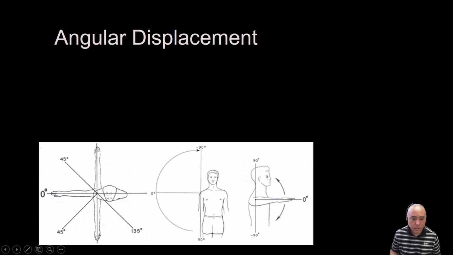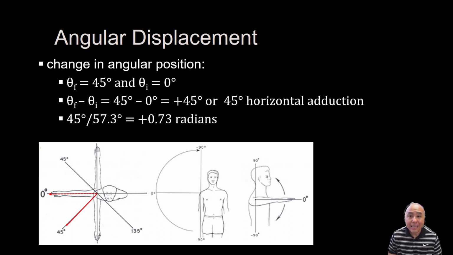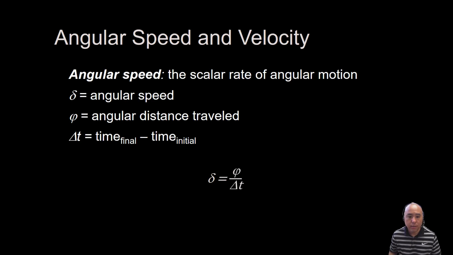Cool. So let's take a look at a few examples here. I have someone here that is in neutral position, and we're going to be measuring horizontal abduction, adduction. So he goes from 0 degrees to 45 degrees of horizontal adduction. You guys know what the difference is between horizontal abduction and adduction. So the angular displacement obviously is positive 45 degrees, or 45 degrees of horizontal adduction. Or in radians, is 0.73 radians.